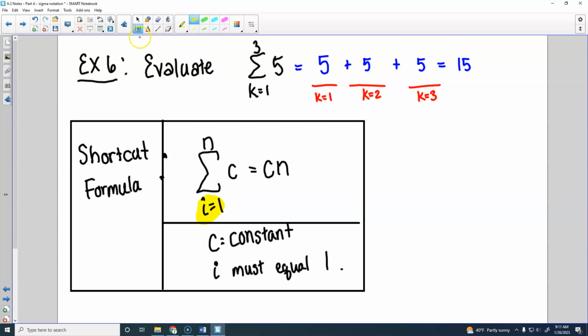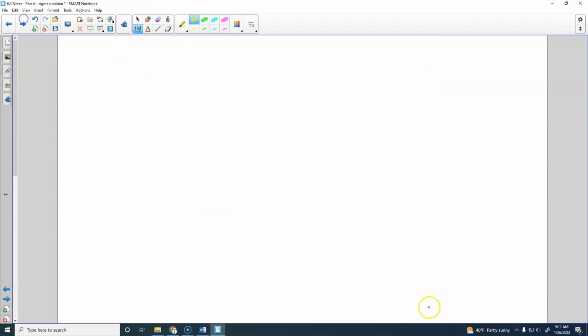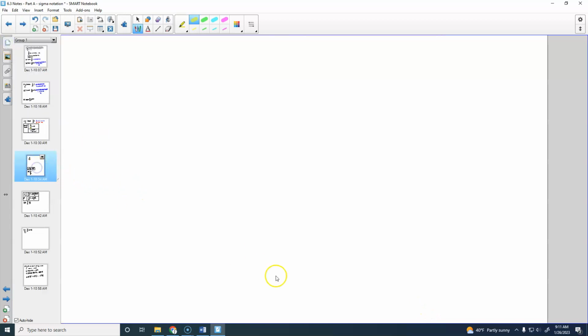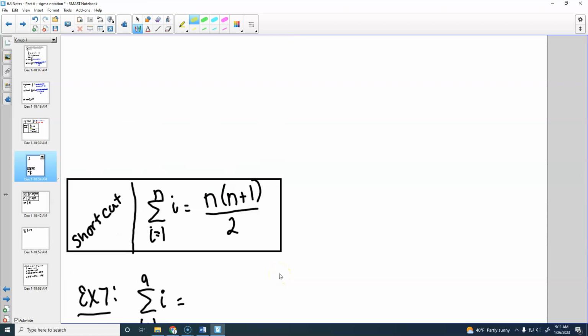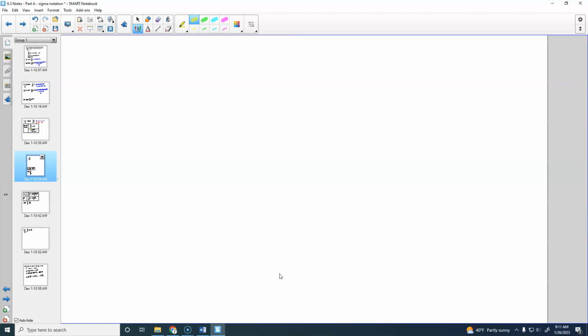Okay. All right. So that is a shortcut formula that we can use. Okay, I'm going to give you a proof of this. All right. For this formula.